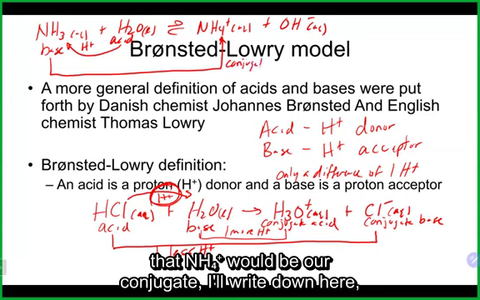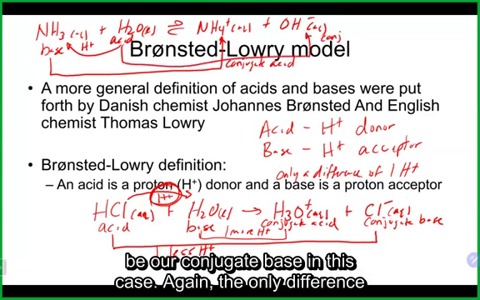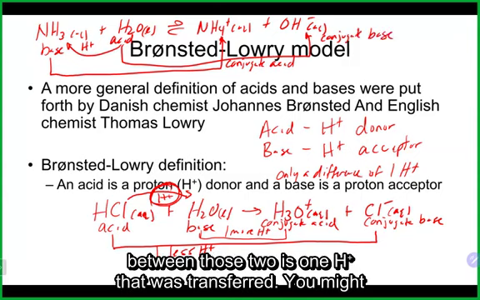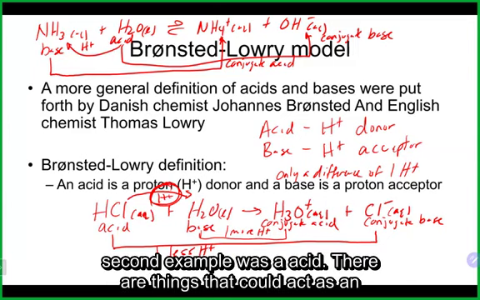I'll write down here, acid. The water would be our acid, and the OH minus would be our conjugate base in this case. Again, the only difference between those two is one H plus that was transferred. You might also notice water in the first example was a base. Water in the second example was an acid.